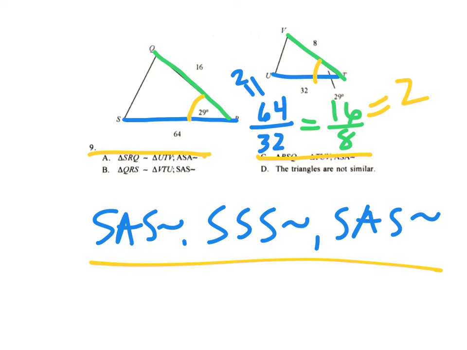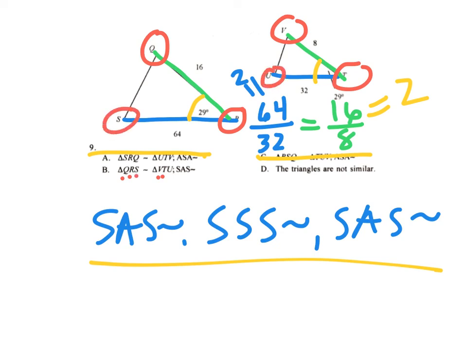For good measure, let's make sure our angles line up when we name it. So we have Q, and that's in the same spot as V. So we should start with Q, we should start with V. Great. The next thing we have is R. That's in the same spot as T. R and T, those are in the same spot. Awesome. And then we have S and U, which are in the same spot. So B is going to be our answer. Our triangles are congruent by side, angle, side.